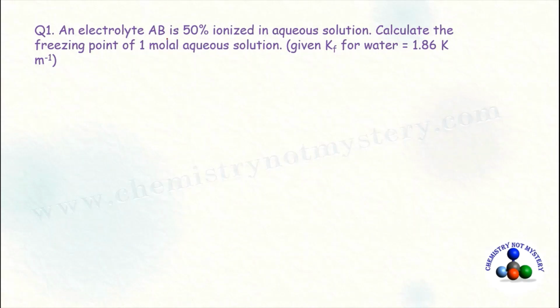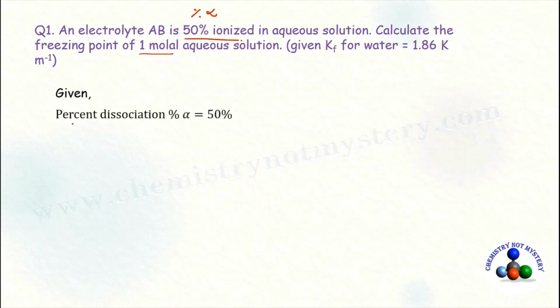Question 1. An electrolyte AB is 50% ionized in aqueous solution. Calculate the freezing point of 1 molal aqueous solution, given Kf for water is equal to 1.86 Kelvin per molal. Let's write down what is given in the question. Electrolyte AB is 50% ionized, which means percent alpha is given. Percent dissociation, percent alpha, is given as 50%.